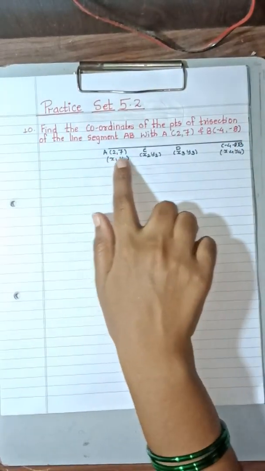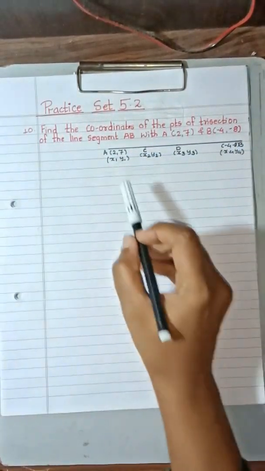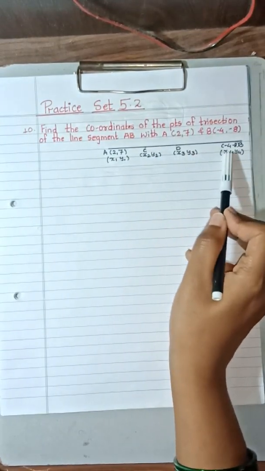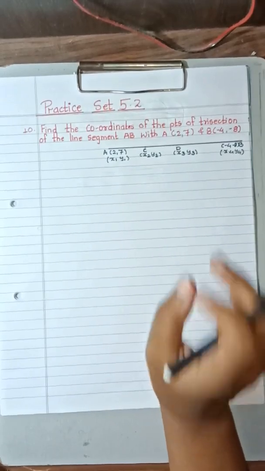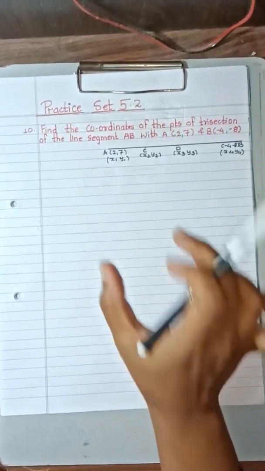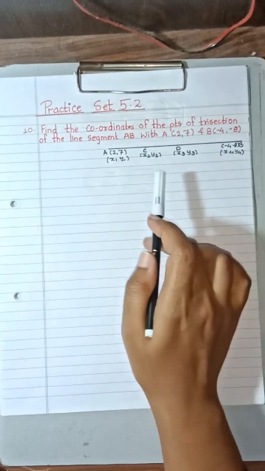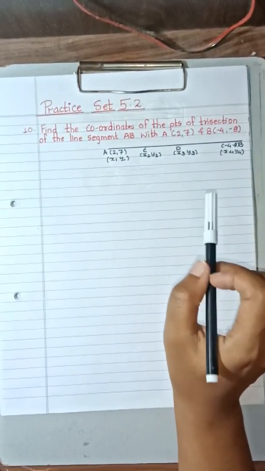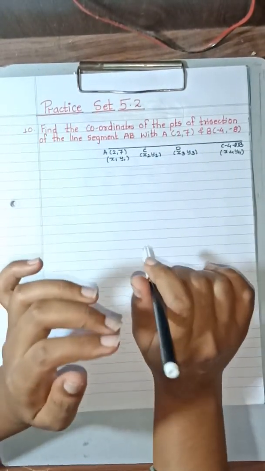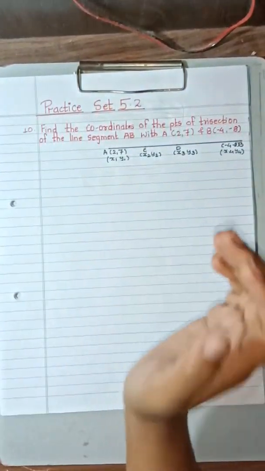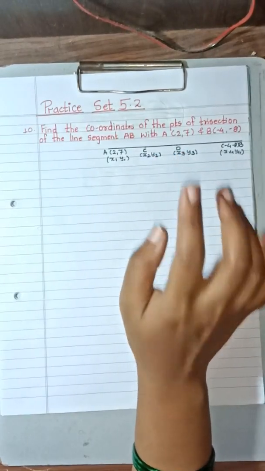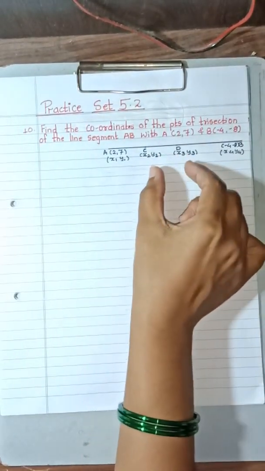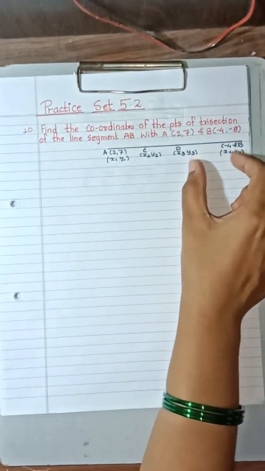Trisection means, now you can see this line. This is the first section AC, CD is the second section, and DB is the third section. So trisection means the line segment AB with A (2, 7) and B (-4, -8) is divided into 3 sections. Here C and D are the trisect points of segment AB. Therefore AC is equal to CD is equal to DB, or BD you can say.